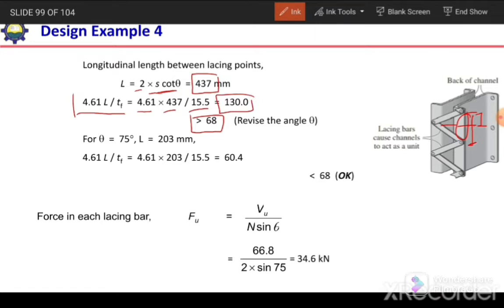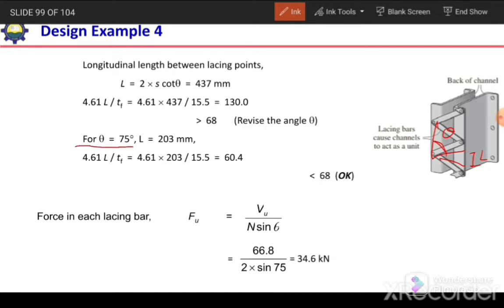It means if we use a single lacing with angle 60 degree, then this flange will not be safe against buckling. So we need to revise our angle in such a way that this distance, this L, is reduced. For that we need to increase this angle theta. In that case this L will be reduced. So now select a higher value of theta equal to 75 degree.